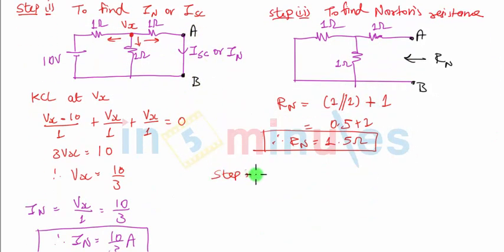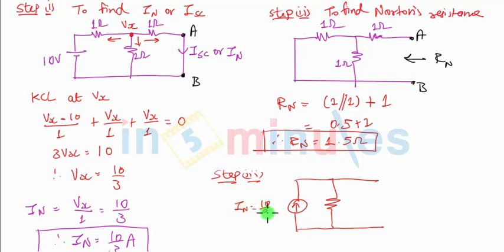In step 3, we will finally draw the Norton's equivalent circuit. So for Norton's equivalent circuit, we first take the current source, and in parallel we take the resistance. The Norton's current value IN came out to be 10 by 3 ampere, and the resistance Rn came out to be 1.5 ohms. These 2 points will be nothing but A and B, across which we have found the Norton's equivalent circuit, and now we will bring back the originally connected resistance RL across A and B, which was of value 2 ohms. So this becomes my Norton's equivalent across points A and B.